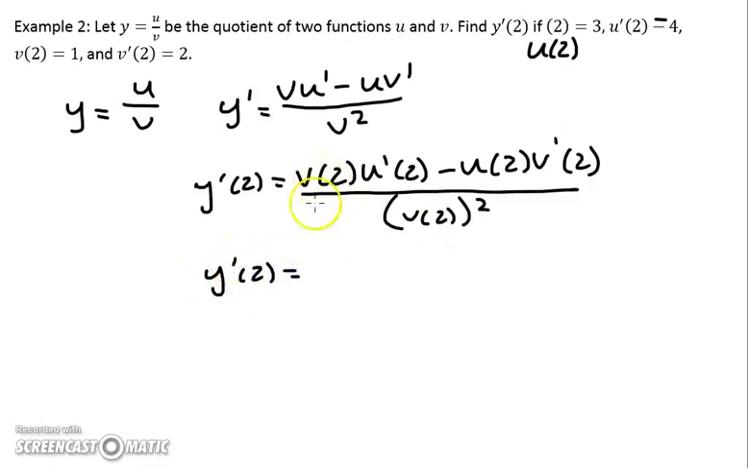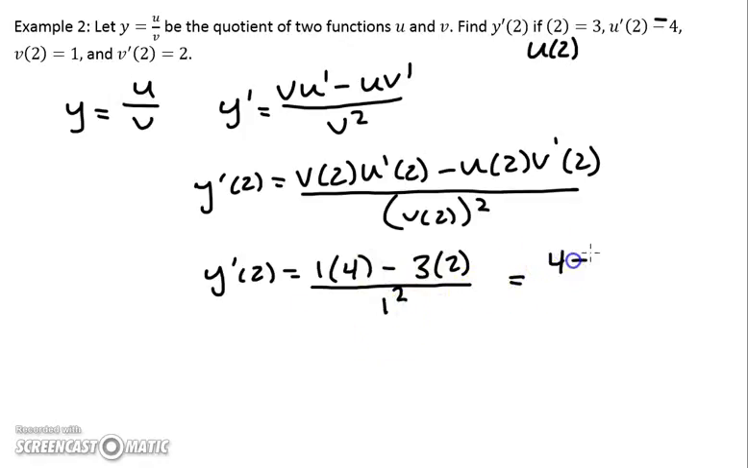So if we take the numbers, v of 2 is 1, u prime of 2 is 4, minus u of 2 is 3, v prime of 2 is 2, all over v of 2 is 1, and then we square it. So that's going to be 4 minus 6 over 1, or just negative 2.